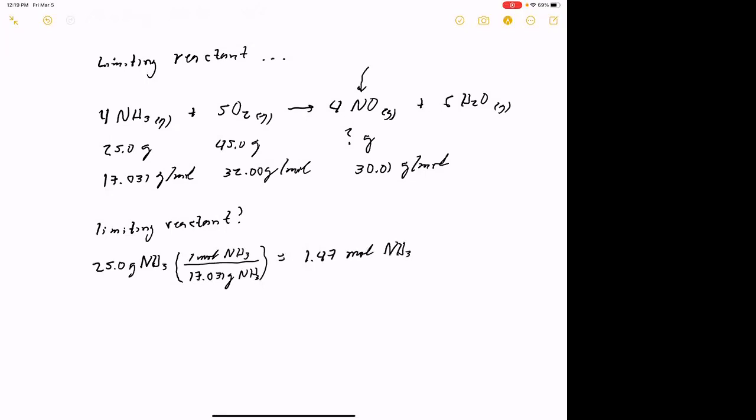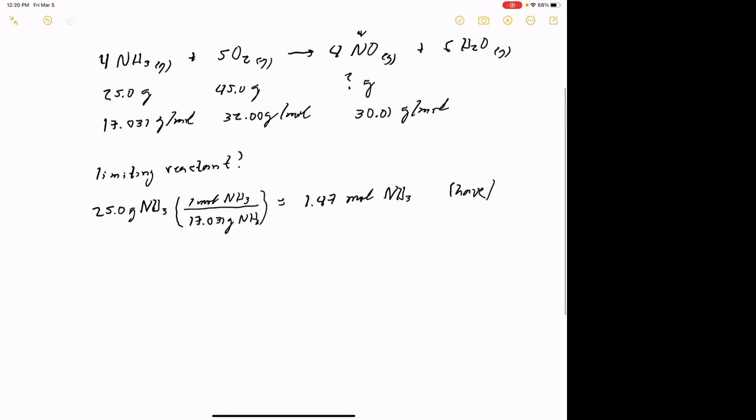Now, when you look at that, that's telling me how many moles of NH3 I have available to me. So I'm going to put "have" there. Now, in the next part of this, if I'm going to do a comparison, I can work from the standpoint of the oxygen that I have, and then figure out how many moles of ammonia I'm going to need to react with all the oxygen I've got. Then I can make a comparison between what I have and what I need, and then determine a limiting reactant based on that.